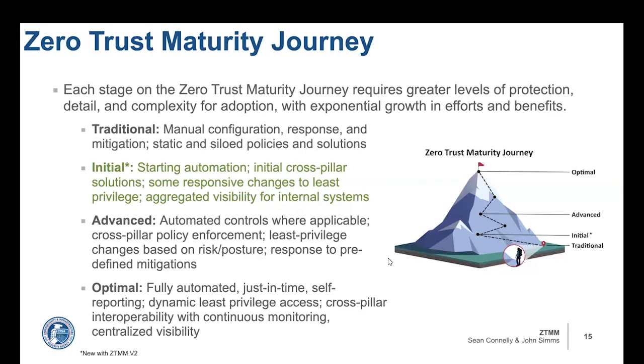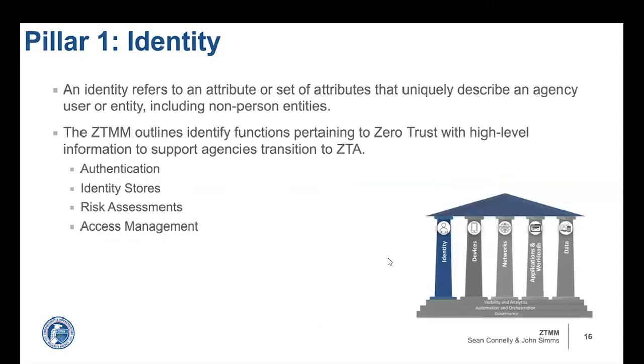So in the second version, we introduced a fourth stage, the initial stage. This helps organizations understand what we mean as we try to move out from that traditional, moving next to the advanced. So again, we now have four stages: traditional, initial, advanced, and optimal. And now we'll move on to the pillars and how we amended or updated some of the pillars. So the first pillar you see is identity.